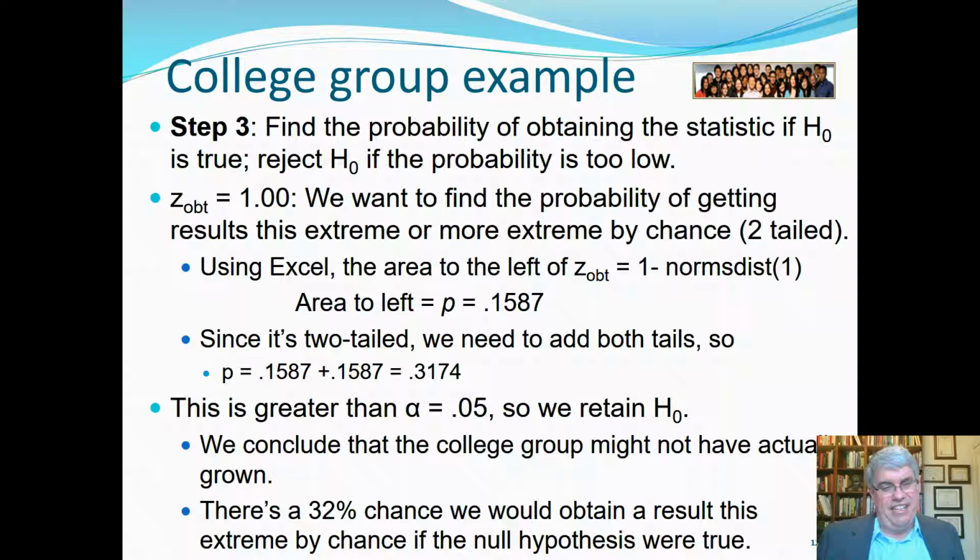That's pretty high. In fact, this is greater than our alpha equals 0.05, so we have to retain the null hypothesis. We say, maybe the group has grown, maybe it hasn't grown, we don't know. That's what retaining the null hypothesis means. We conclude that the college group might not actually have grown. It might have grown, but we don't have enough evidence to really conclude that. So there's a 32% chance that we would have attained these results, or a result this extreme, by chance if the null hypothesis were true.